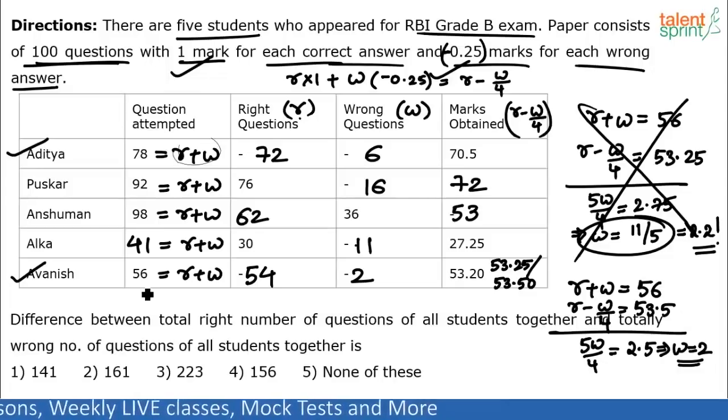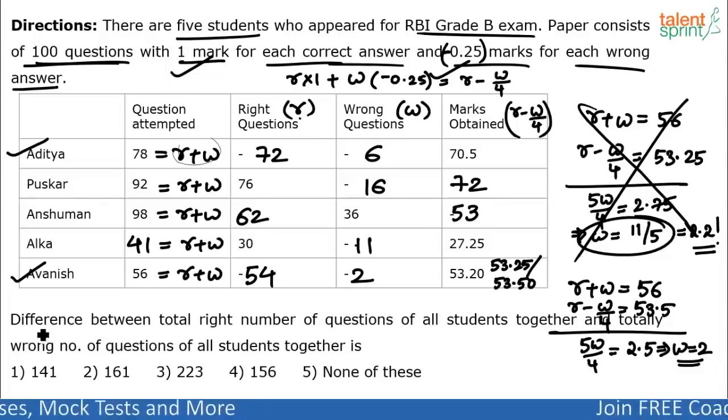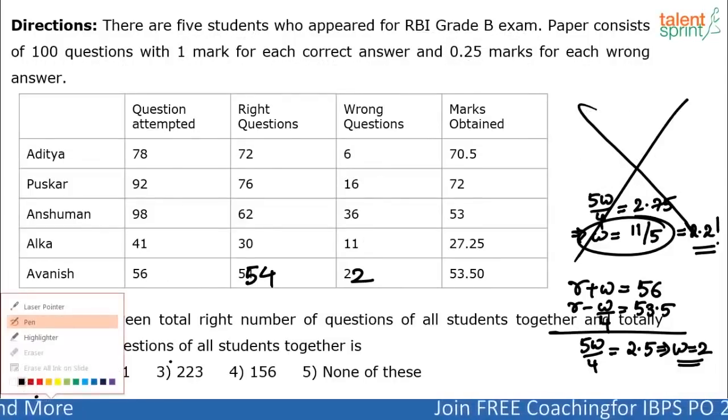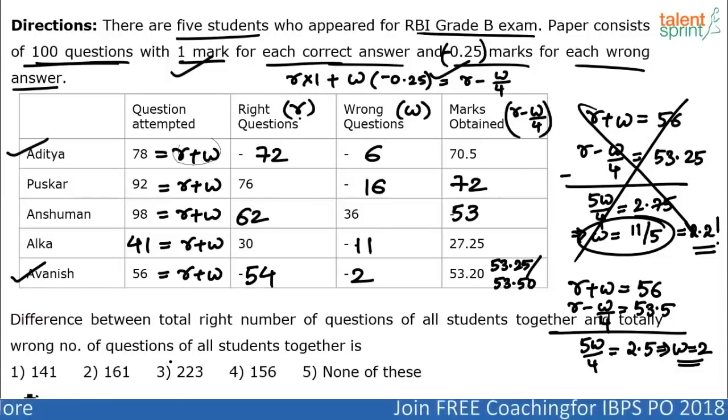What I will do is I'll just move to the next slide. In the next slide, I've got all the values pre-filled, right? So that all this rough work gets erased here and we have space to solve the questions, right? The question remains the same. Difference between total right number of questions of all students and total wrong number of questions of all students. Okay, I have some challenge here. For some reason, I'm unable to erase the whole stuff. Okay, let us solve this question.